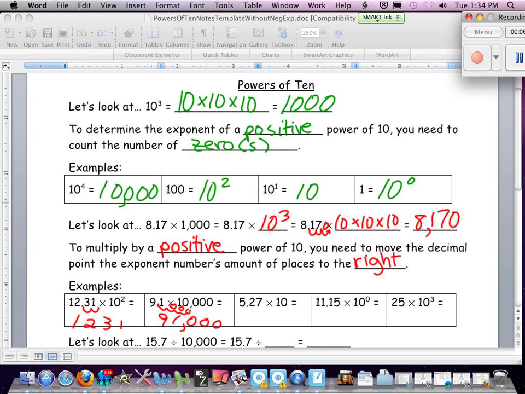The next one, 5.27 times 10. How many zeros are in 10? Just 1. So I'm only going to move my decimal 1 place over. So take your decimal point, swoop it over, and what's my new answer going to be for 5.27 times 10? 52.7.